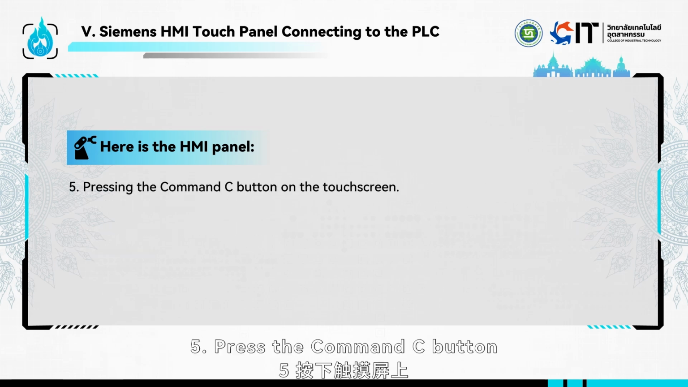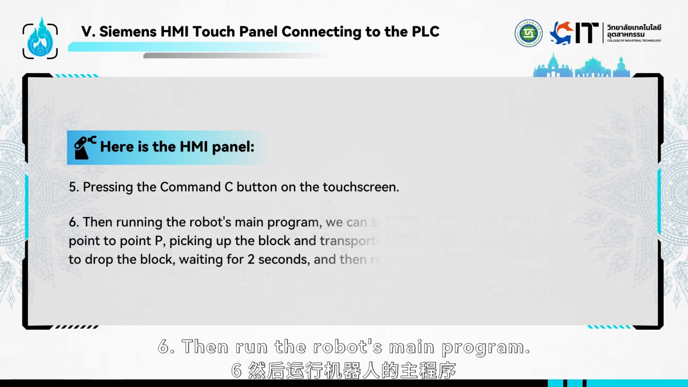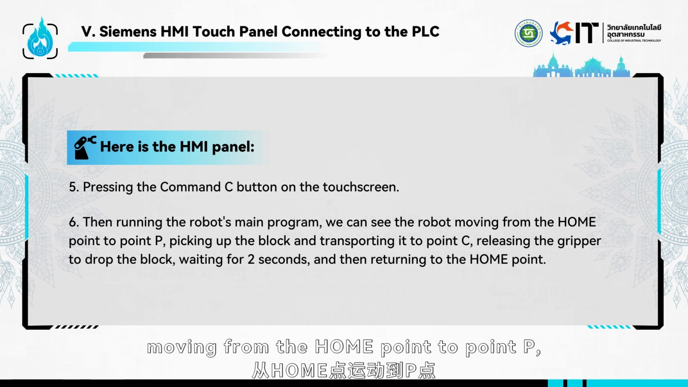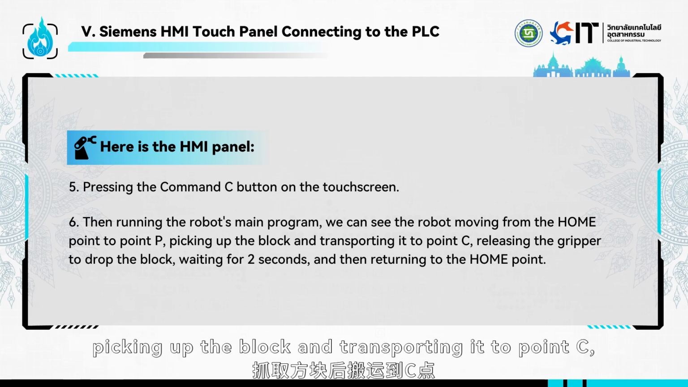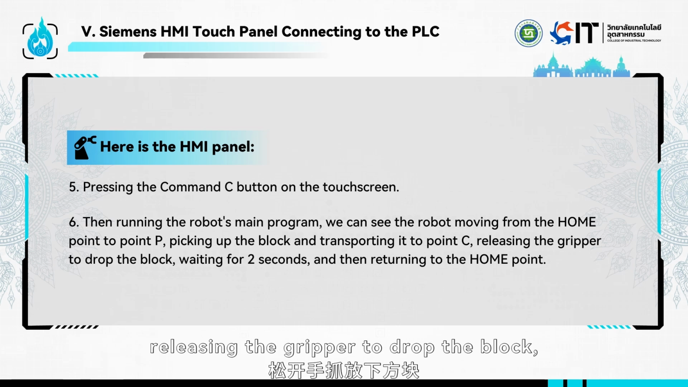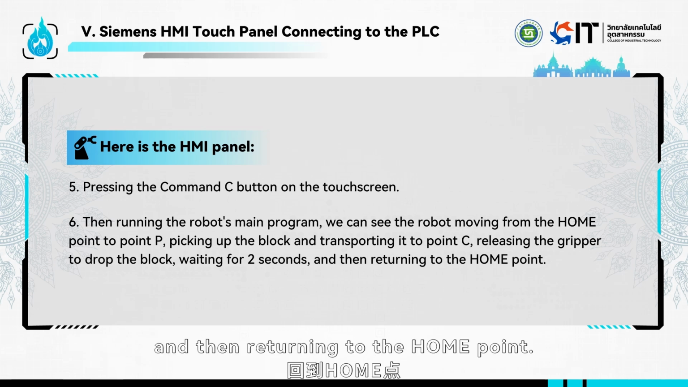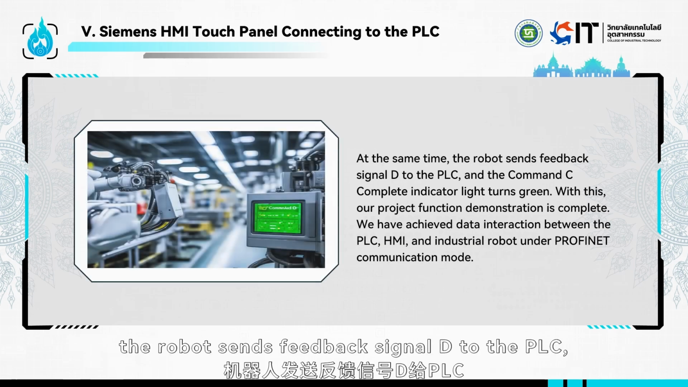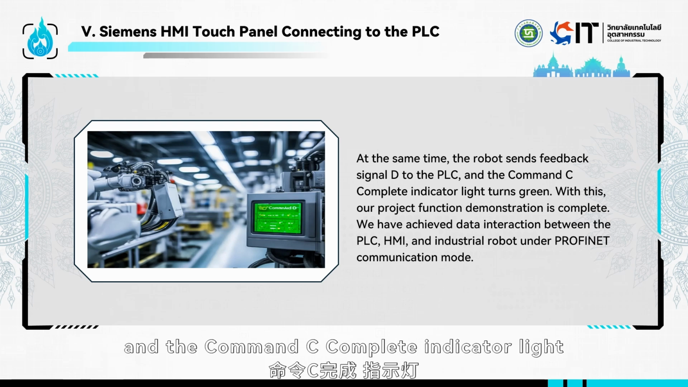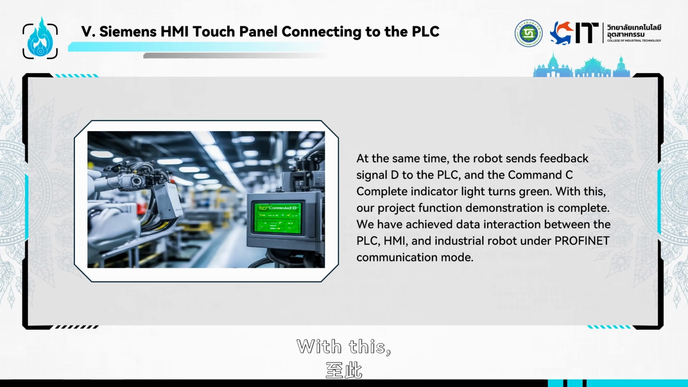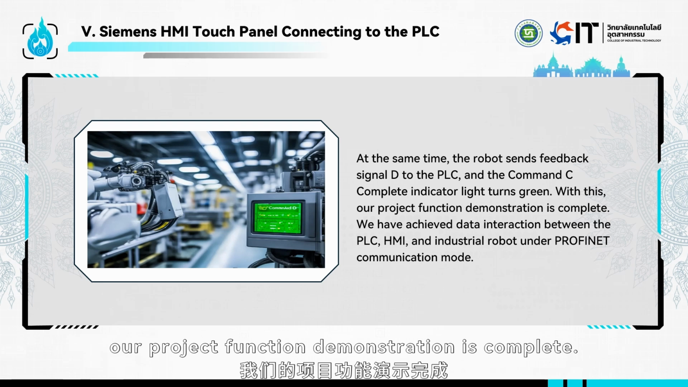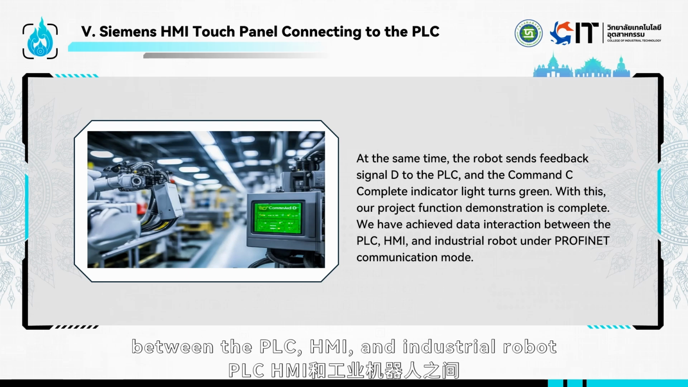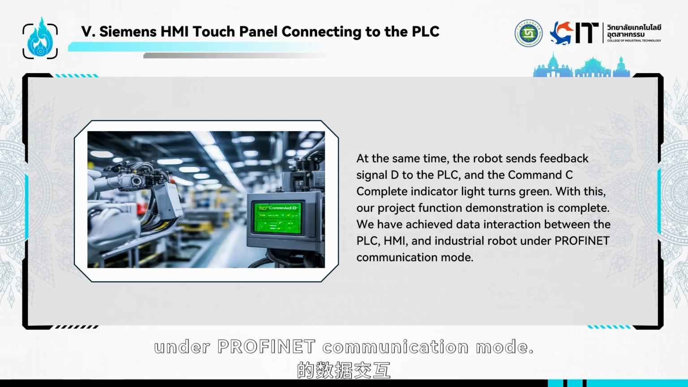5. Press the Command C button on the touchscreen. 6. Then run the robot's main program. We can see the robot moving from the home point to point P, picking up the block and transporting it to point C, releasing the gripper to drop the block, waiting for 2 seconds, and then returning to the home point. At the same time, the robot sends feedback signal D to the PLC, and the Command C complete indicator light turns gray. With this, our project function demonstration is complete. We have achieved data interaction between the PLC, HMI, and industrial robot under Profinet communication mode.